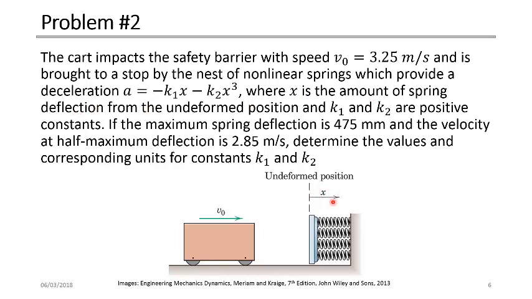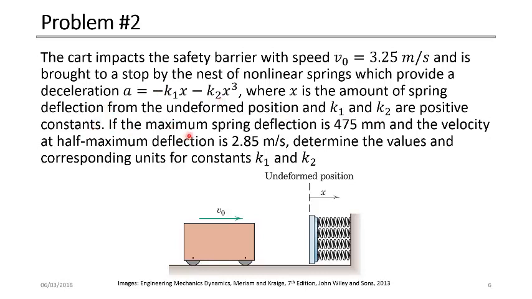You can see on the figure here, x is measured from here. So when the cart hits this barrier, it will move to the right, and then these springs will decelerate the cart, but they will deform as well in the x direction. And this is the undeformed shape before the cart hits the springs. So x is the amount of spring deflection from the undeformed position, and k1 and k2 are positive constants. So we have the two positive constants here, k1 and k2.